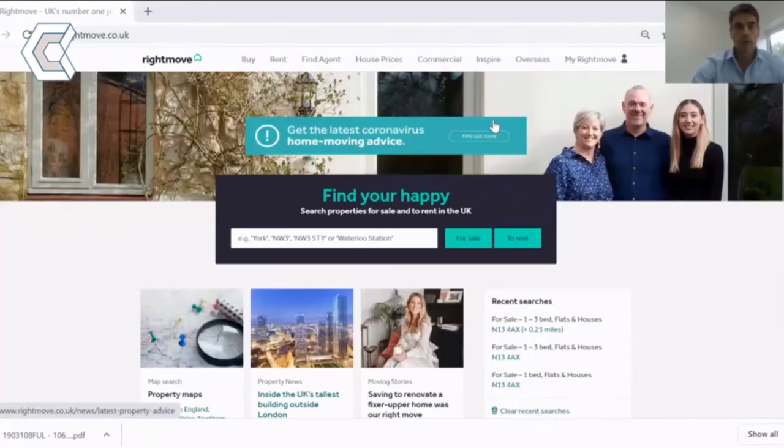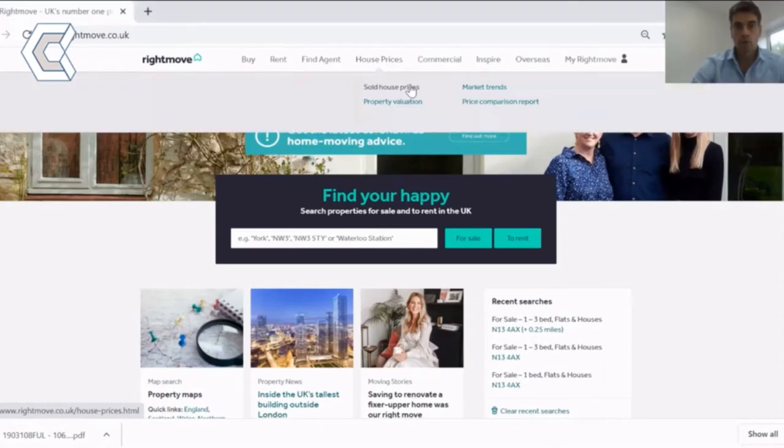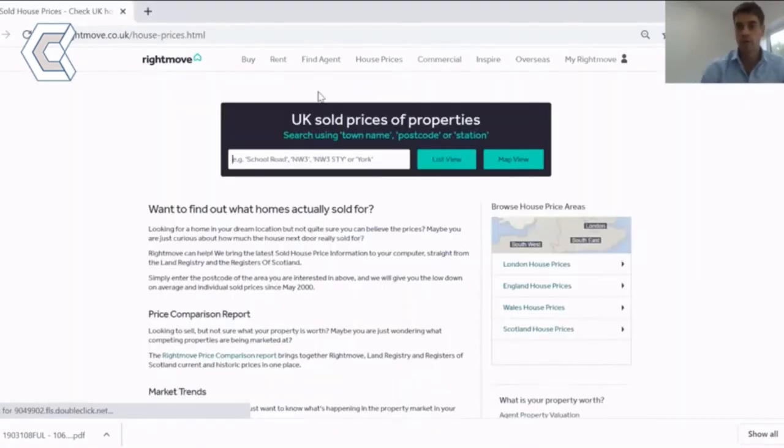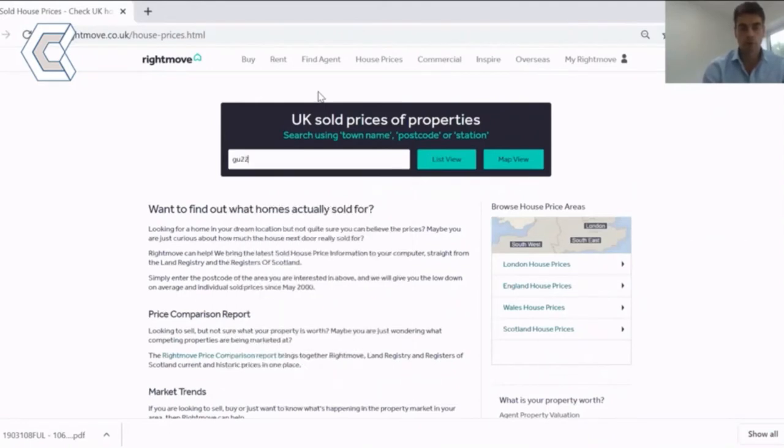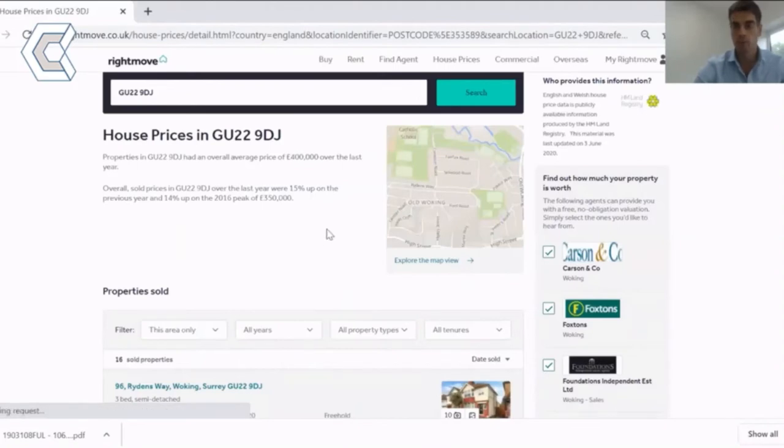So this is Rightmove. This is the home screen on Rightmove, the desktop version; obviously it looks different on the mobile. But if you click here on house prices, sold house prices, so you're interested in a property, go postcode specific for that property. So I'm just going to put in one here, GU22 9DJ, one I've come up with earlier in Woking in Surrey, an area that's sometimes quite popular for people to move to from London and so forth.